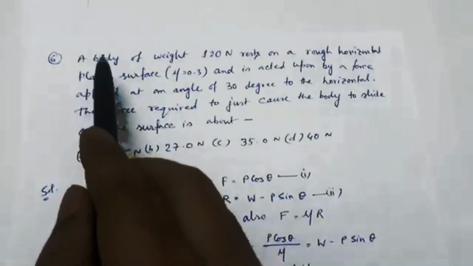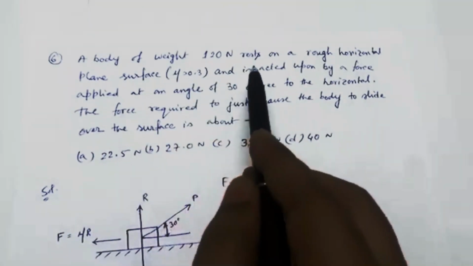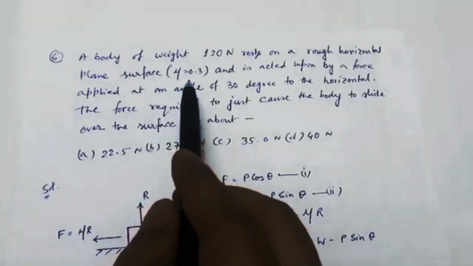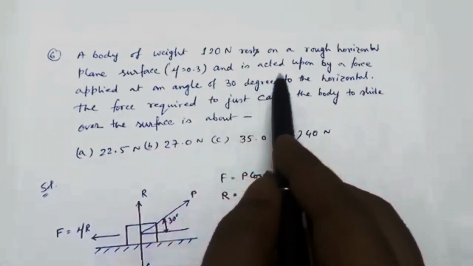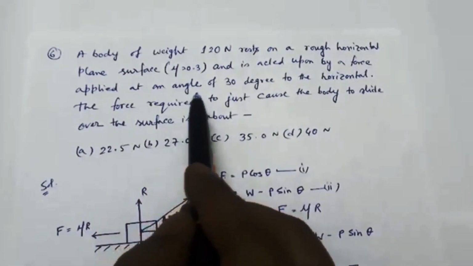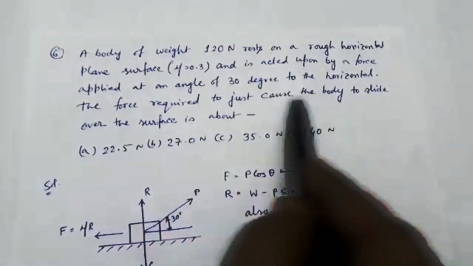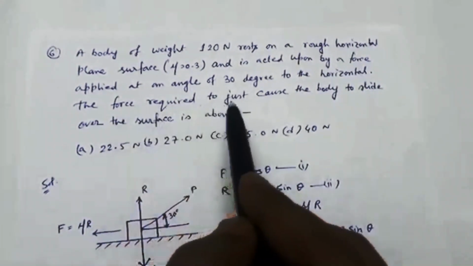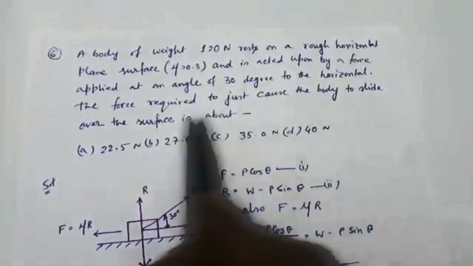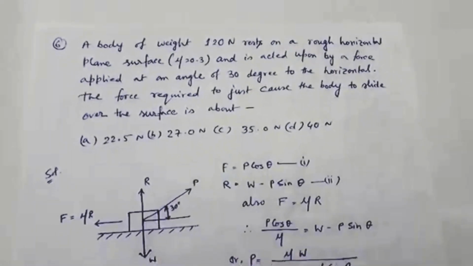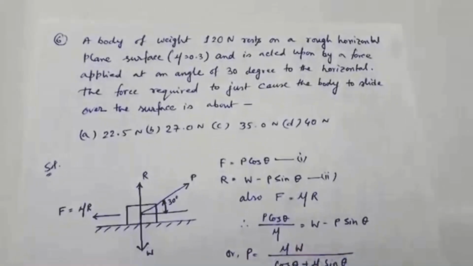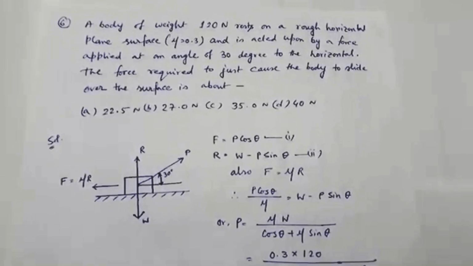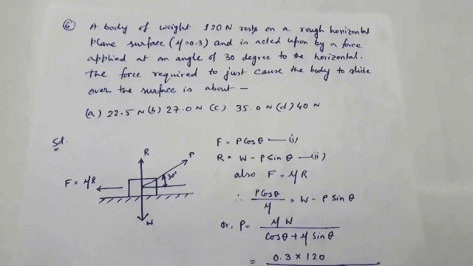This is the sixth problem. A body of weight 120 Newton rests on a rough horizontal plane surface, mu equal to 0.3, and is acted upon by a force applied at an angle of 30 degrees to the horizontal. The force required to just cause the body to slide over the surface is about. So we have to find the value of P, that is the force required to just cause the body to slide over.